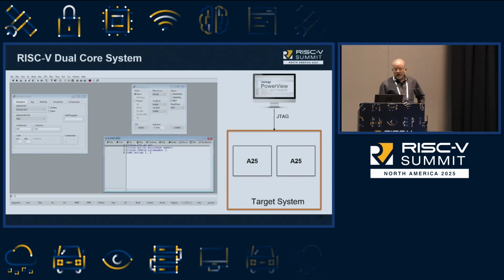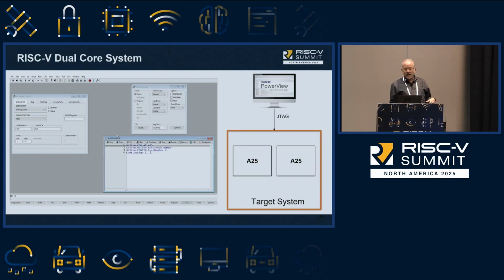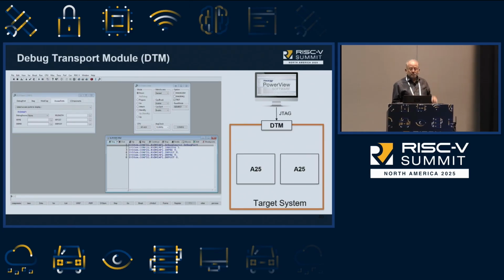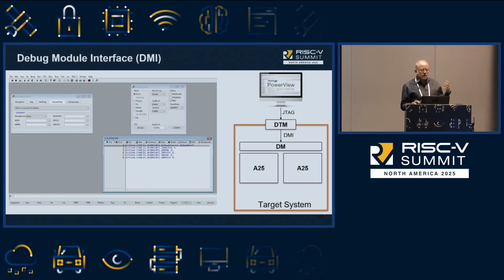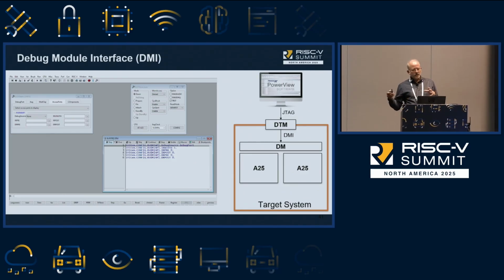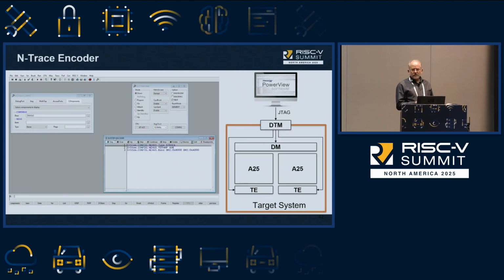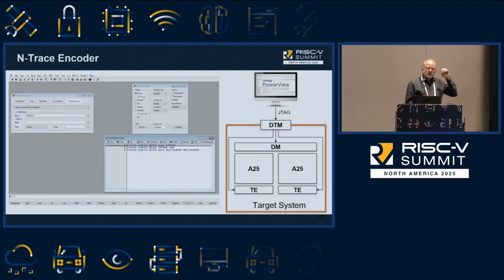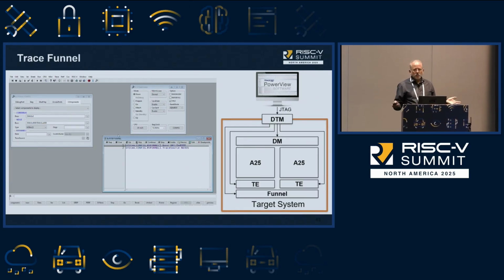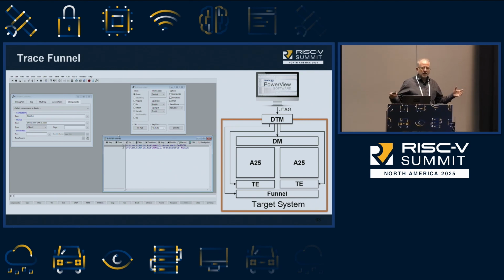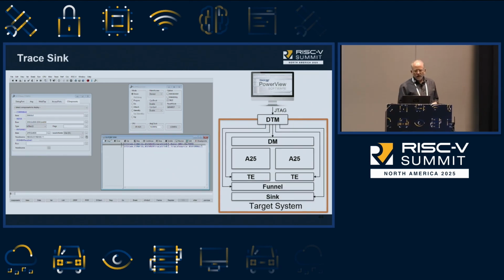Basically, you start off at the beginning. You have your JTAG interface. You define that DMI, or excuse me, the DTM that goes to the debug module through the DMI. This is where it starts getting interesting. In Trace32, you'll define what trace encoder you are using, and then how you bring those together. So the funnels are a way to take multiple trace streams and bring them together in one, and that finally goes to the sink.